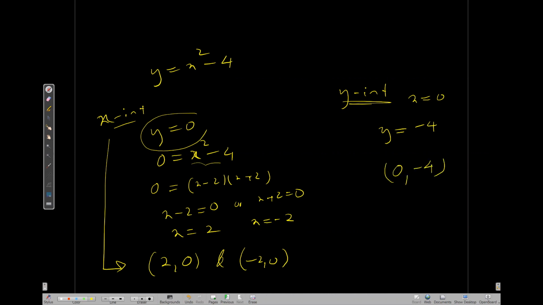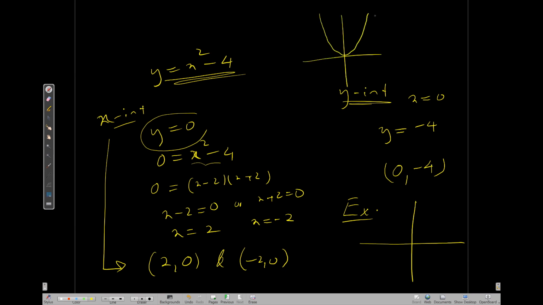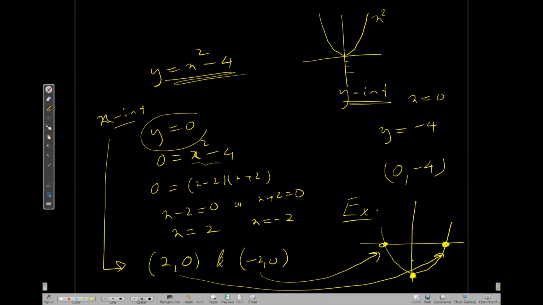Now if you draw it, I recommend as an exercise that you point plot and draw this. But since I know the graph, the basic shape of y equals x squared is like this. When I add minus 4, it will go 4 units down. So 1, 2, 3, 4. It will look like this. And in these two places are the x-intercepts, negative 2 comma 0 and 2 comma 0. And this place is 0 comma some negative number, and that's negative 4.